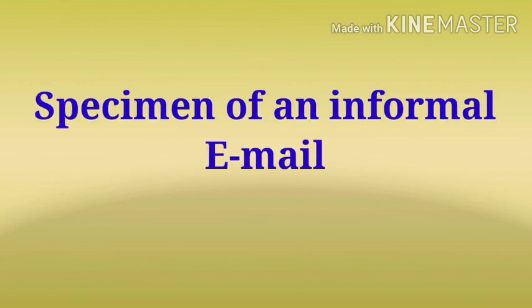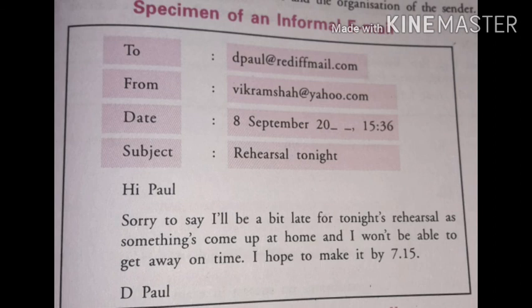Specimen of an informal email. There is given one specimen of an informal email. You have to look at it. Students, look at the email format. It is an informal email format. First there is given heading including to, from, date, subject. Second is given salutation, Hi Paul. After salutation there is the body of an email and at last signature, the name of sender. The closing is not given here because it is informal email format.